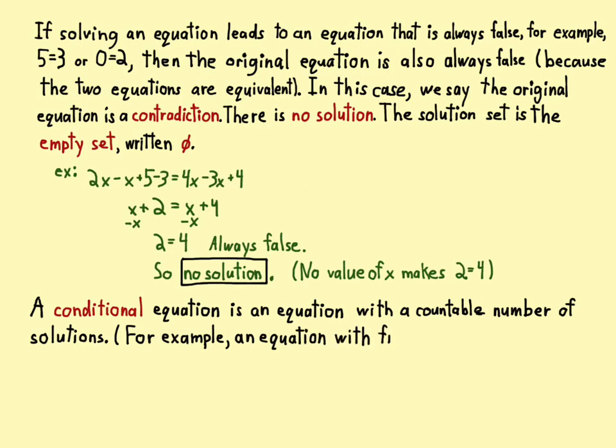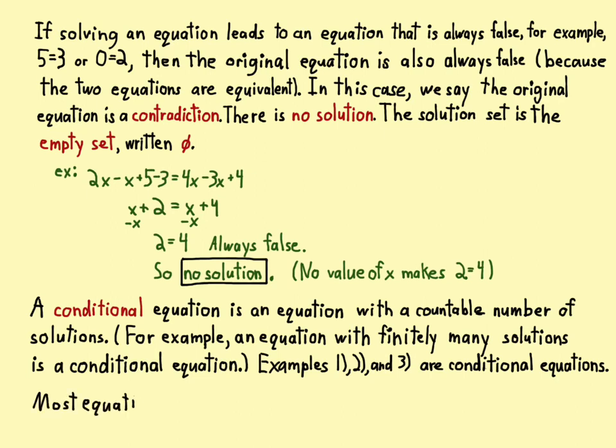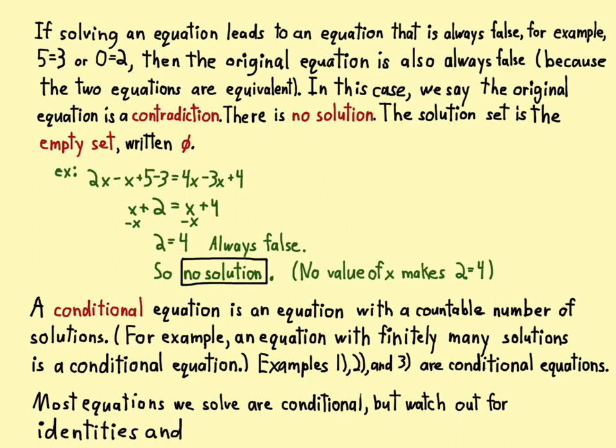So, for example, an equation with finitely many solutions is a conditional equation. Examples 1, 2, and 3 are conditional equations. You can go back and look at those. We got one answer on each of them. So for the linear equations, we'll get one solution if it's a conditional equation. Most equations we solve are conditional, but watch out for identities and contradictions.